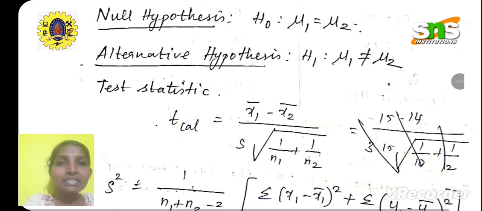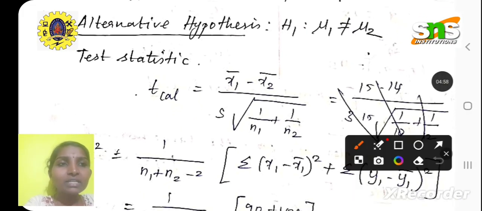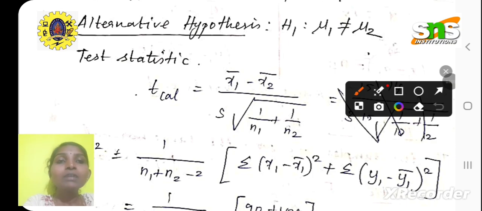And moving on to the test statistic. What is our test statistic? We will have the test statistic to be t calculated. What is t calculated? It is equal to x1 bar minus x2 bar divided by s times the root of 1 by n1 plus 1 by n2. This is already explained in the previous t-test videos.